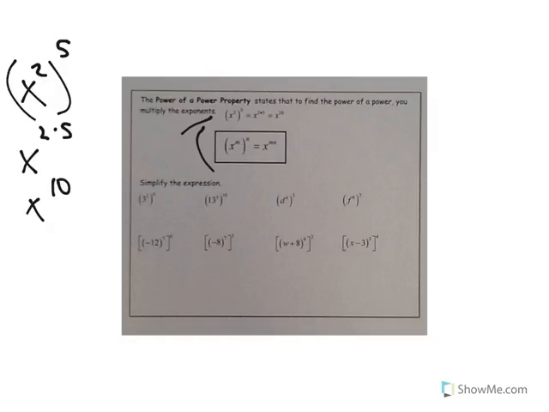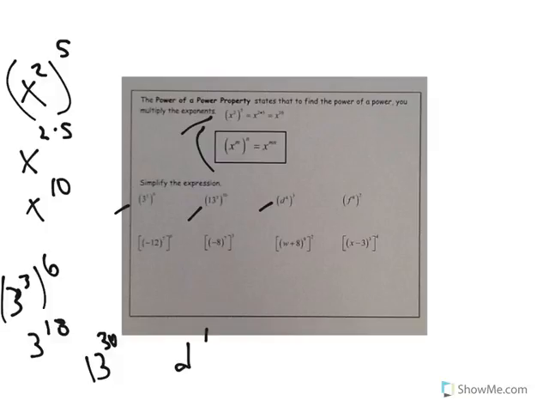So that's just an example, and here the rule is listed there. For this one right here, where we have 3 to the 3rd power and the whole thing to the 6th power, it's going to end up being 3 to the 18th power, because it's going to be 3 times 6. For this one right here, that's going to be 13 to the 30th power, because it's 13 to the 3rd power to the 10th power. For this one here, it's going to be d to the 12th power, because it's going to be 4 times 3.